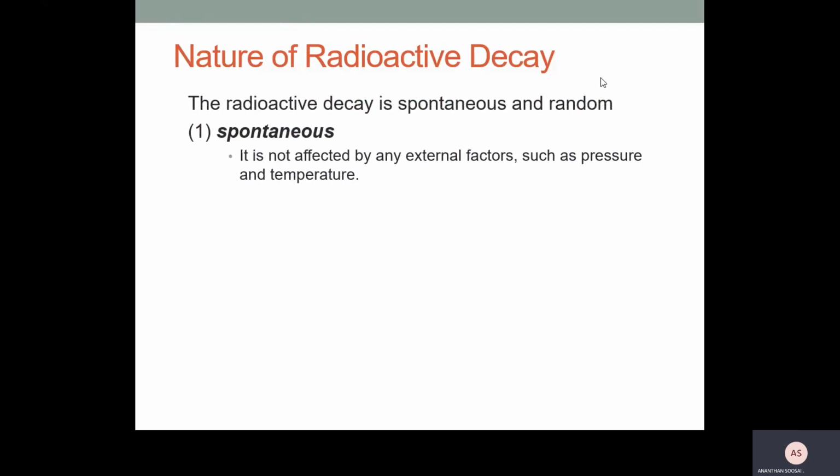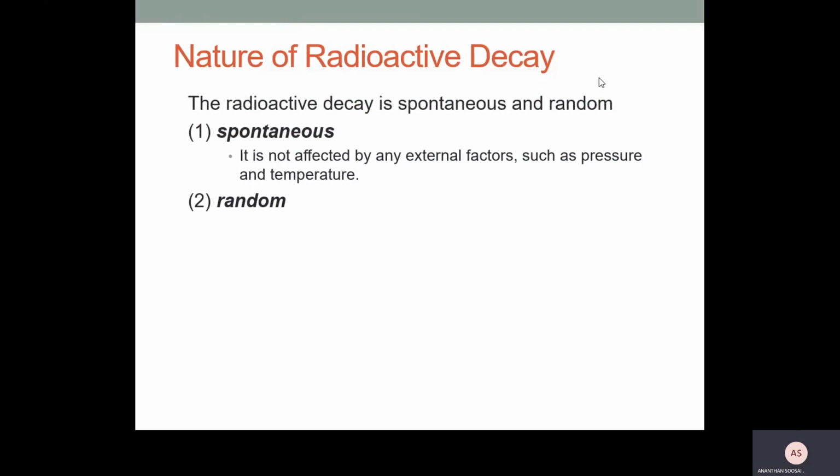When a nuclear blast happens, the radiation will be there. Can you control it? You can't control it in any way. You can't increase the pressure or decrease the temperature. It won't change. Is it good or bad for humans? For us, it's bad because we can't control it. Once the explosion happens, the radiation level will be there for a long time, depending on the half-life of the substance. So spontaneous means unaffected by external factors such as pressure and temperature.